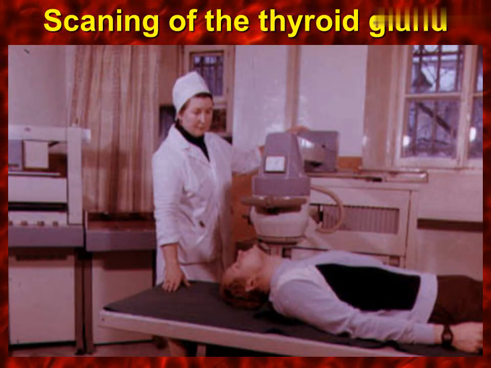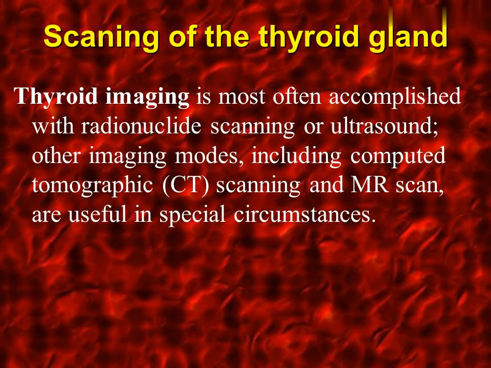Scanning of the thyroid gland. Thyroid imaging is most often accomplished with radionuclide scanning or ultrasound. Other imaging modes, including computed tomographic, CT, scanning and microscan, are useful in special circumstances.